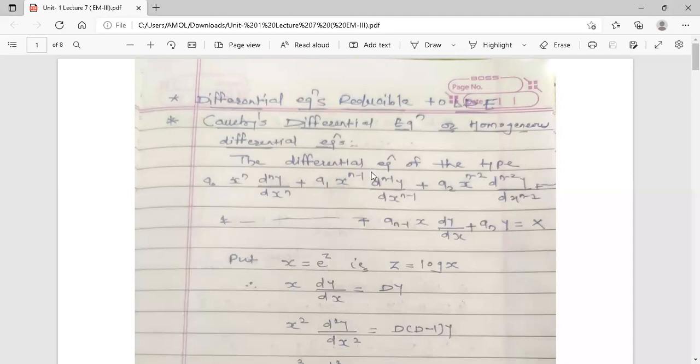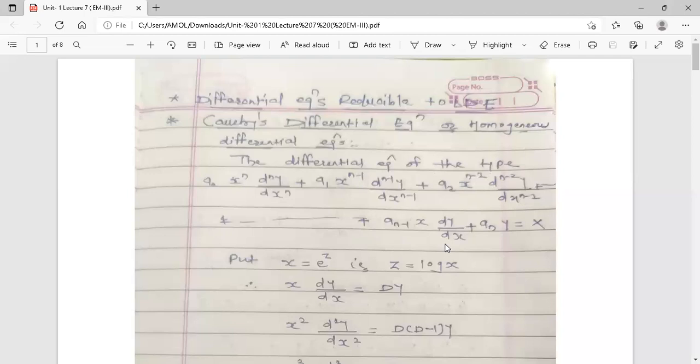In the second term, the n minus 1th derivative term d^(n-1) y by dx^(n-1) is there. With that derivative term, there is a polynomial function of degree n minus 1. In the third term, the n minus 2 derivative term is there, and with that derivative term, there is a polynomial function of degree n minus 2. The constant coefficient is a2, and so on.